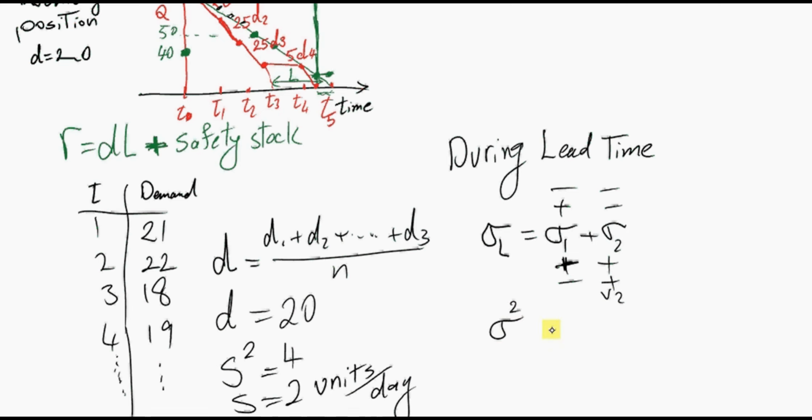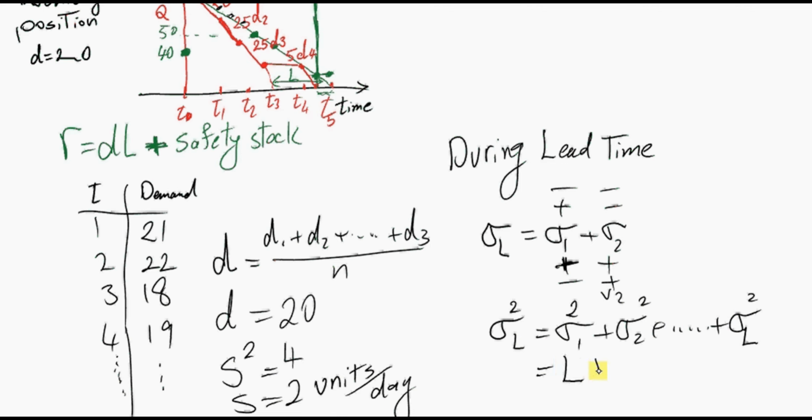The total variance during the lead time is the variance during the first unit of time plus the variance of the second unit of time, and we are waiting for L days. We have to add the variances of all of these days. If we assume that the variation of demand is constant and it is 2 units per day, then during the lead time we have L of these variances.